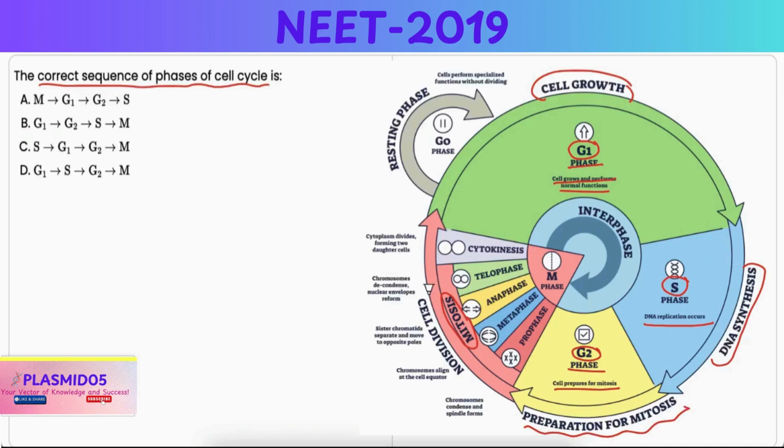And in M phase, that is in the mitosis phase, the cell undergoes division where chromosomes are separated and cytokinesis occurs. Thus, the cell divides into two daughter cells. So the correct sequence is once again G1 to S to G2 to M. Thus, the correct answer is option D.